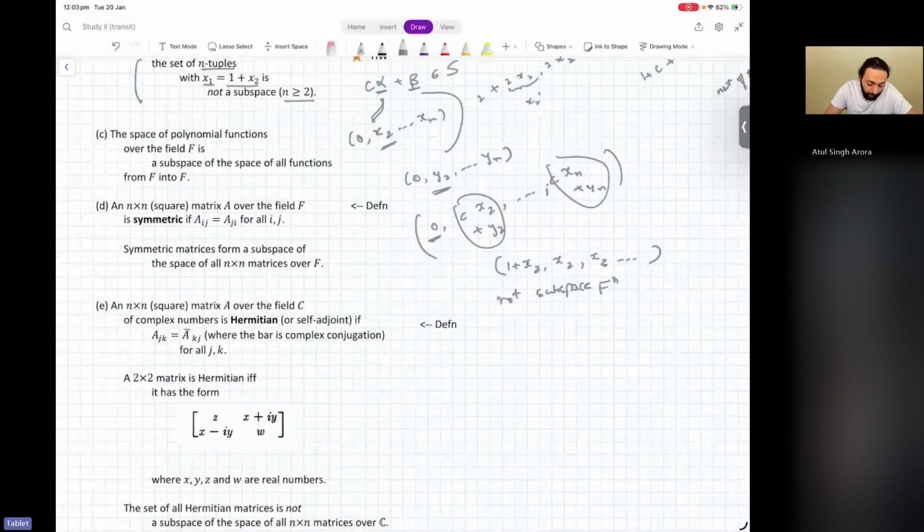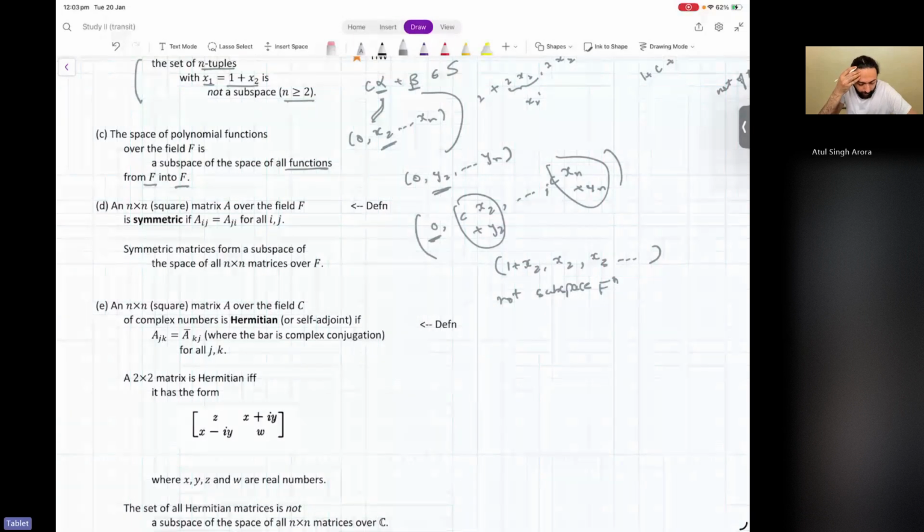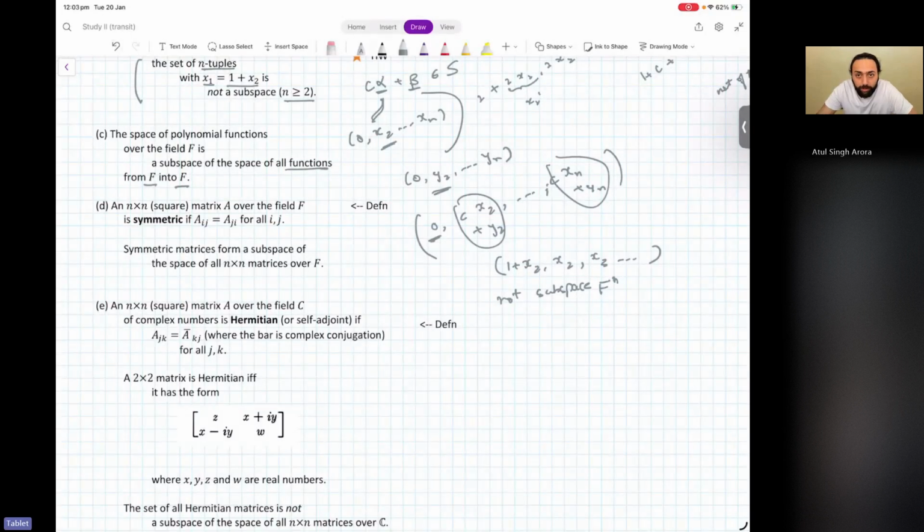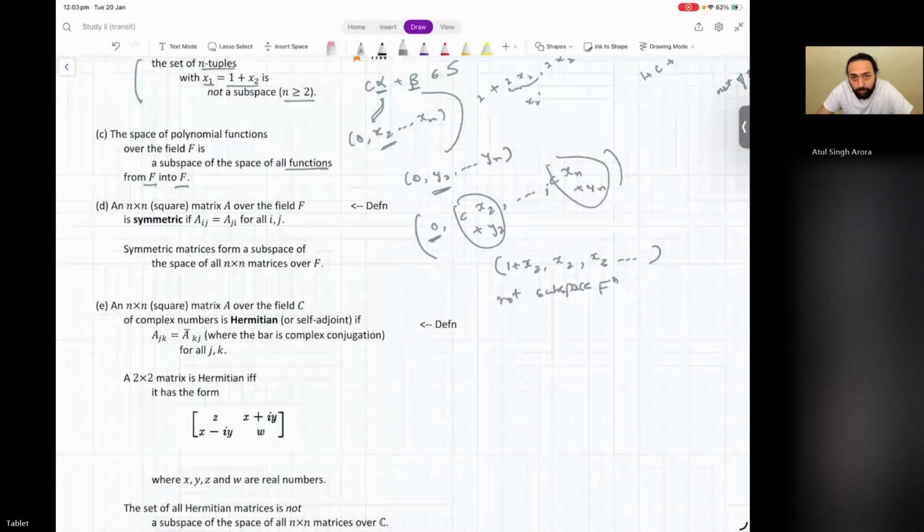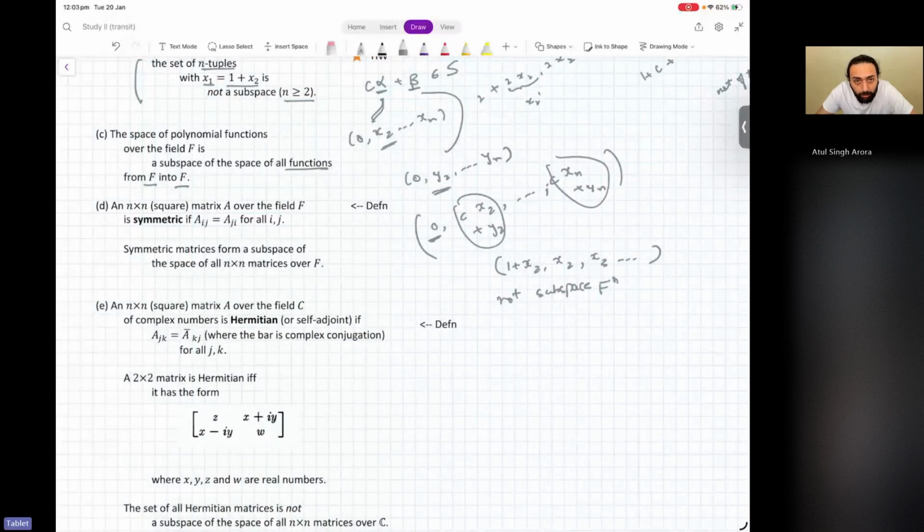Okay, the space of polynomial functions over the field F is a subspace of all functions from F to F. Does anyone want to? Yeah, okay, let me ask someone. Mitul Chaudhary, do you have any intuition for why this might be the case?